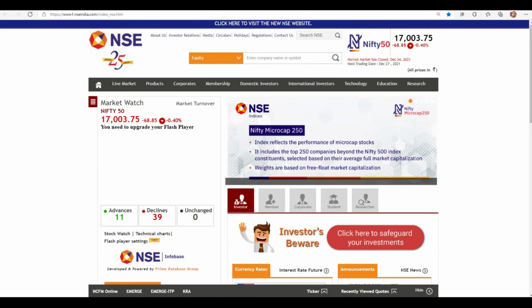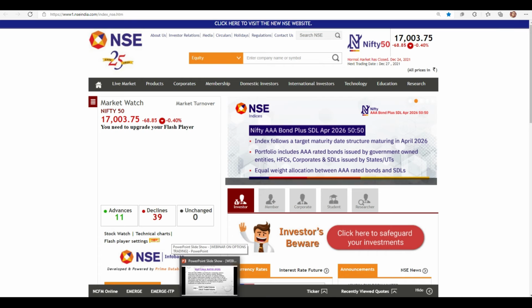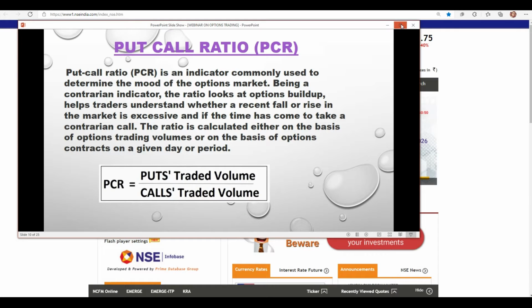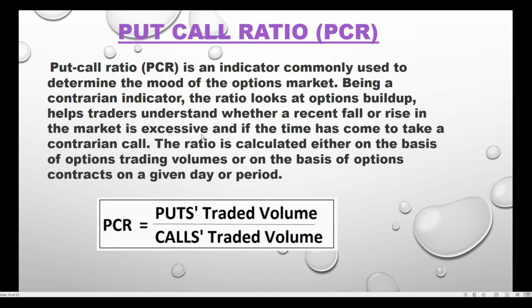First, let's understand what is PCR and how to calculate the PCR. Put call ratio is an indicator commonly used to determine the mood of the options market. Being a contrarian indicator, the ratio looks at the options build up, and helps traders understand whether a recent fall or a rise in the market is excessive and if the time has come to take a contrarian call. Okay, these are simple words.